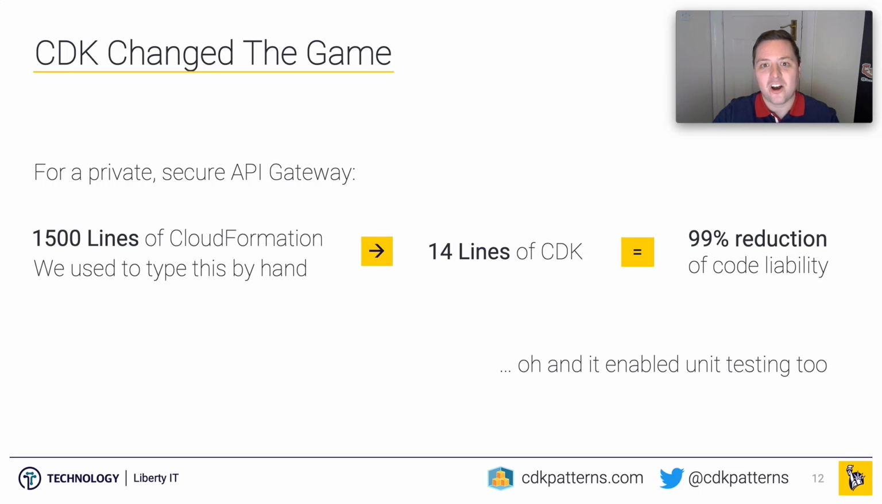I took a very common scenario that we have, which is a private API gateway with a custom OAuth 2 authorizer lambda, and that was over 1,500 lines of CloudFormation, and we were writing those by hand. It was painful. I was able to bake everything that I had learned into a custom CDK construct for everybody else to use, and that reduced it down to 14 lines of code. 14 lines of code that they knew they could trust, and it just worked. And that's a 99% reduction in code liability.